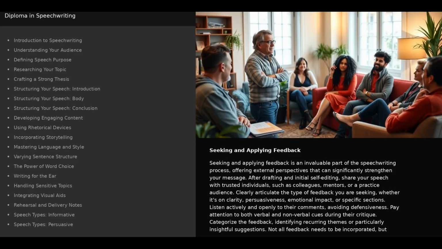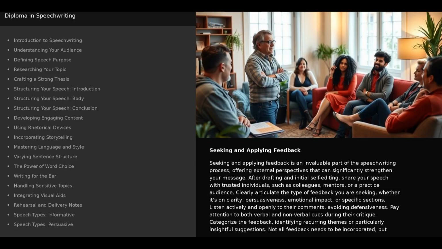Seeking and applying feedback. Seeking and applying feedback is an invaluable part of the speechwriting process, offering external perspectives that can significantly strengthen your message. After drafting and initial self-editing, share your speech with trusted individuals, such as colleagues, mentors, or a practice audience. Clearly articulate the type of feedback you are seeking, whether it's on clarity, persuasiveness, emotional impact, or specific sections.